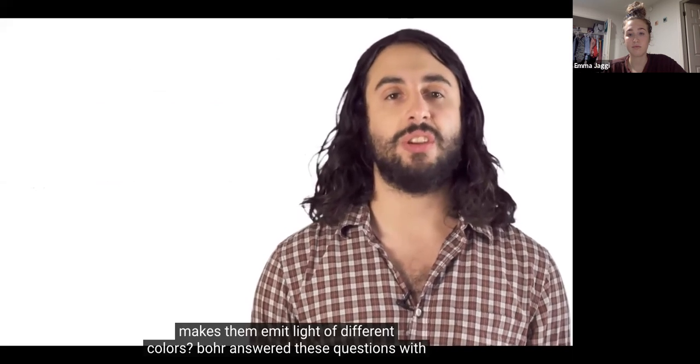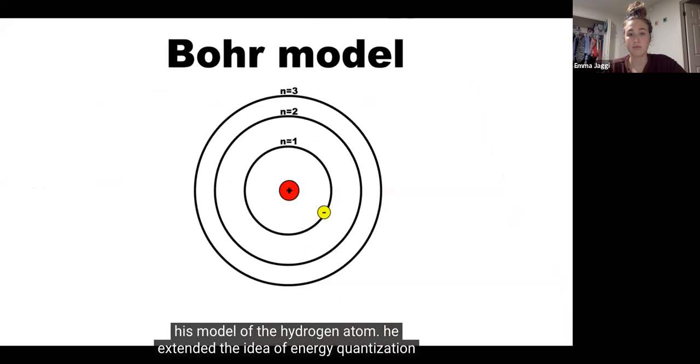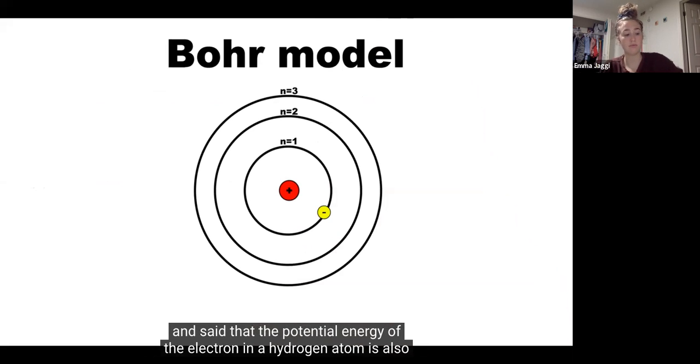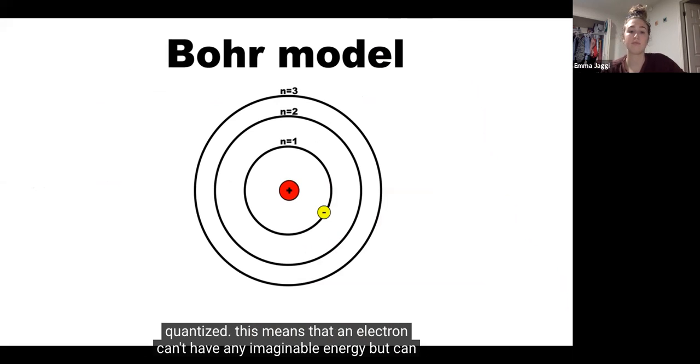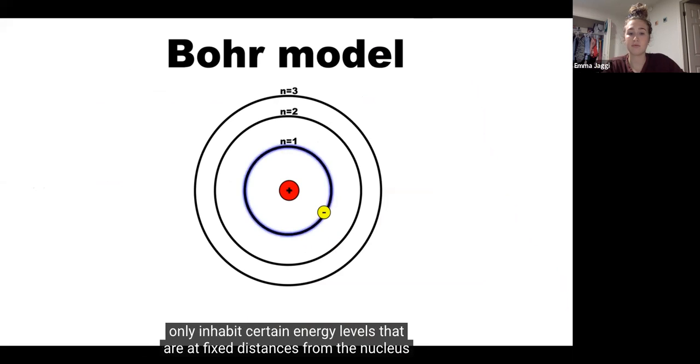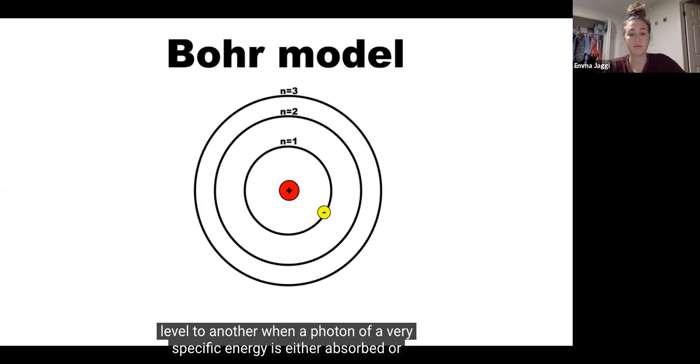Bohr answered these questions with his model of the hydrogen atom. He extended the idea of energy quantization and said that the potential energy of the electron in a hydrogen atom is also quantized. This means that an electron can't have any imaginable energy, but can only inhabit certain energy levels that are at fixed distances from the nucleus. Each type of atom has its energy levels at different values due to its unique number of protons in the nucleus. And an electron will transition from one energy level to another when a photon of a very specific energy is either absorbed or emitted by the electron.